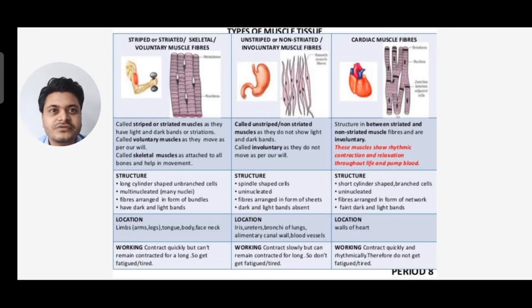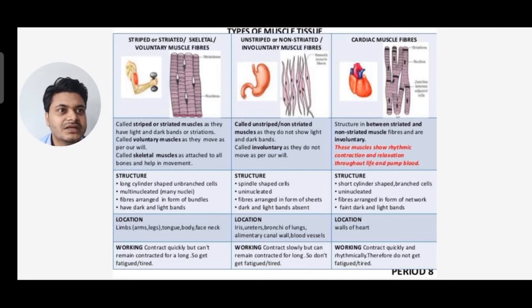first one, for striated muscles or skeletal muscles, cells are striated or striped, as they have light and dark bands or striations. They are also called voluntary muscles as they move per our will, or according to our will, and they're also called skeletal muscles as they're attached to the bones and help in movement. And non-striated muscles, they're also called non-striated or unstriped muscle as they do not show light or dark bands, and they are called involuntary as they do not move according to our will.